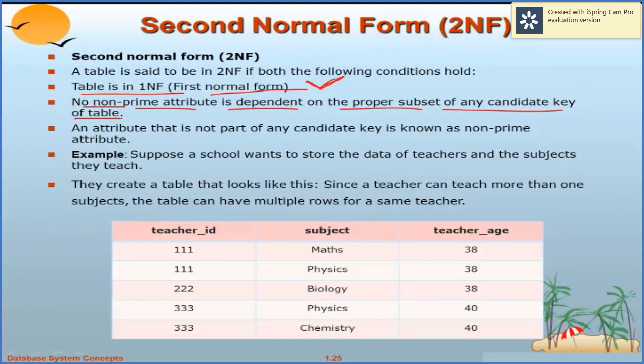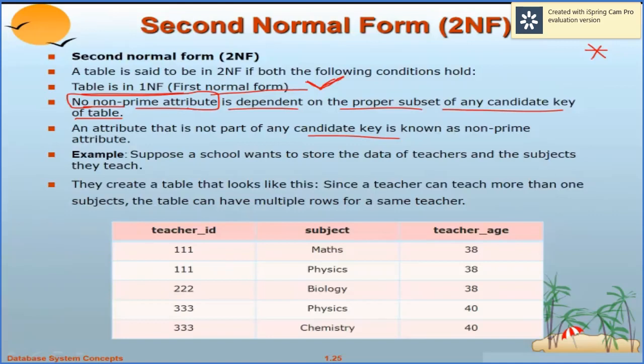So let's know what a non-prime attribute is first. A non-prime attribute is something which is not a key. I'm making the concept very simple. A non-prime attribute is something which is not a key. It's not at all a key. So if you filter out all the non-key elements, those are called non-prime attributes.